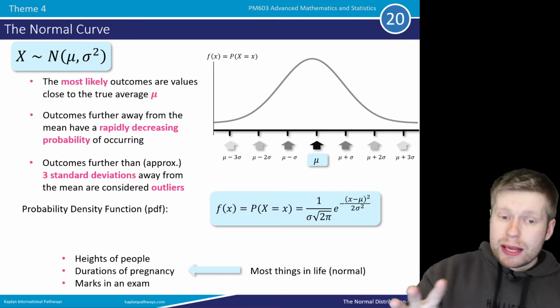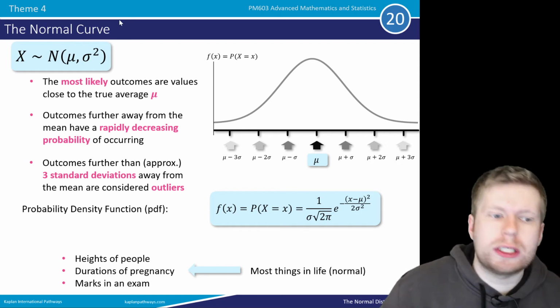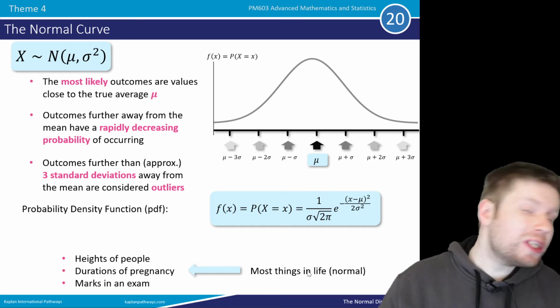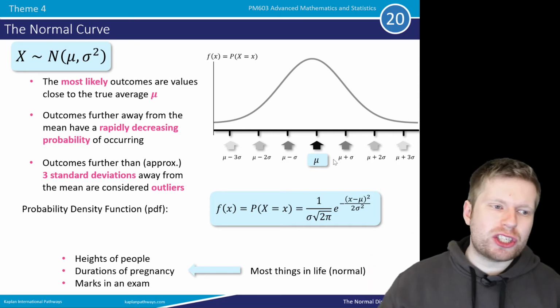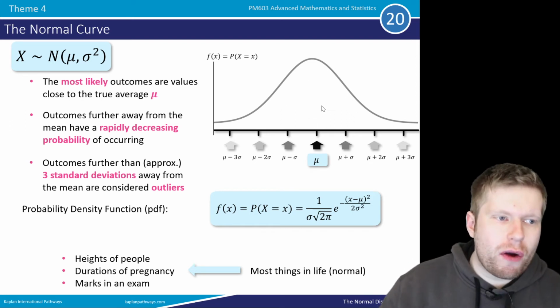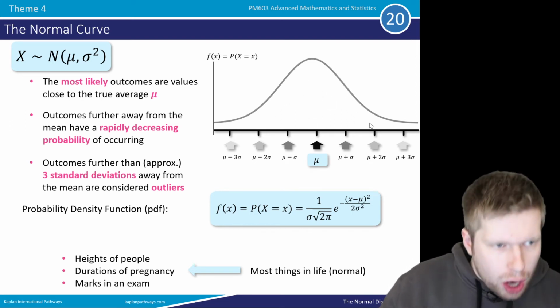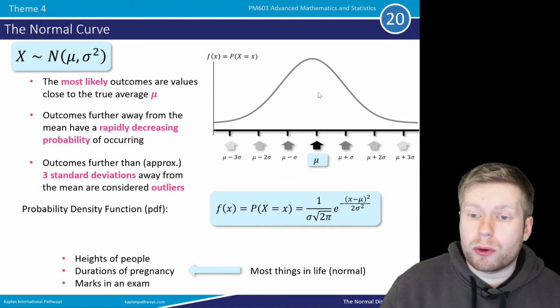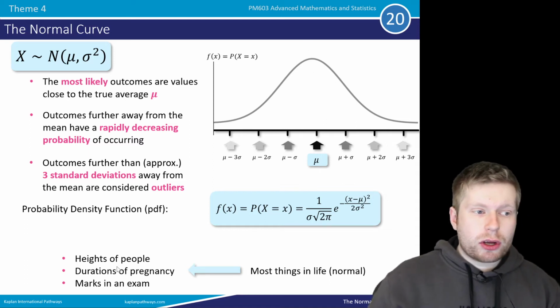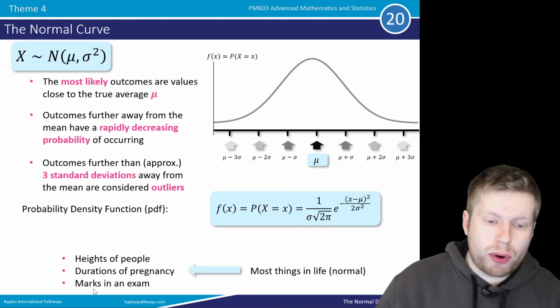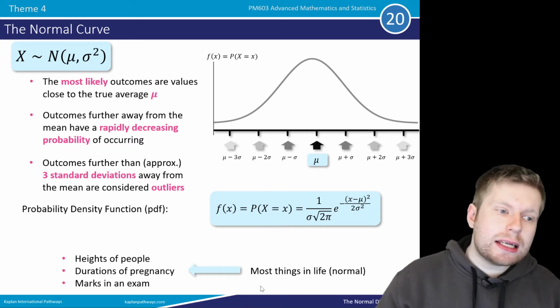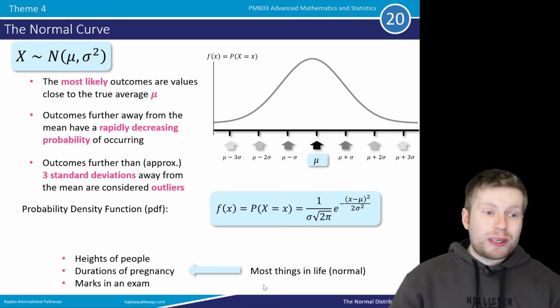Now, it's really important. The reason why we call it the normal distribution is because most things in life follow this normal distribution. They have most values occurring in here and then fewer values occurring further away from the likely value, further away from the mean. So if you look at heights of people or durations of pregnancy or marks in exams, most things in life follow this distribution. Hence we say it's normal.